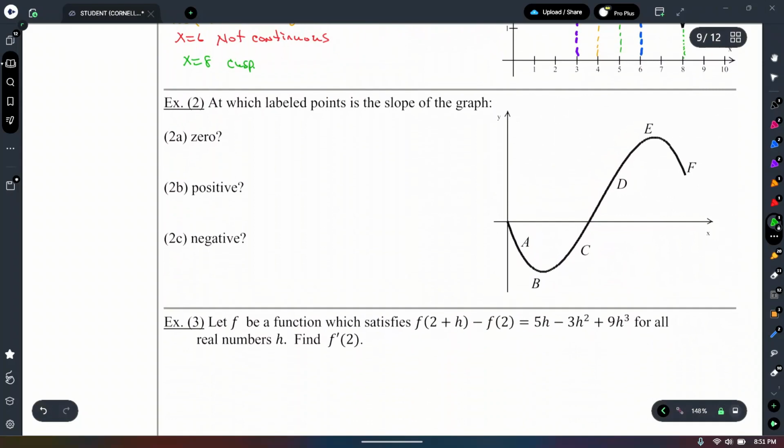We're going to go on and think about our function here and what's happening. So we want to know at which labeled points is the slope of the graph 0. Just think as we're following our graph, the slope, the rate of change, is 0. And now we're increasing. We're going from an increasing slope, or a positive slope, to a negative slope. And so the rate of change is 0 there. So the rate of change is 0 at B and E.